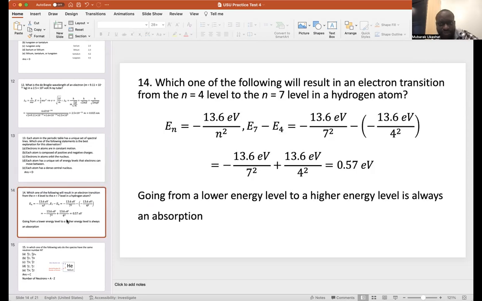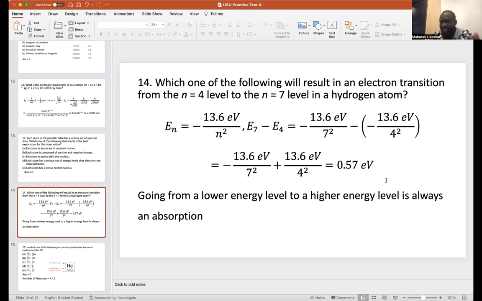Number 14, which one of the following will result in an electron transition from n equals 4 level to n equals 7 level in hydrogen atom? For the hydrogen atom, we know any energy level is given by negative 13.6 electron volt over n squared. So from the 4th to the 7th, the difference in energy levels is putting 7 here minus putting 4 for n. So minus 13.6 electron volt over 7 squared minus 13.6 electron volt over 4 squared. So this minus becomes plus, minus 13.6 over 7 squared plus 13.6 over 4 squared. I do this here easily, 16 and 49, and then I get 0.57.